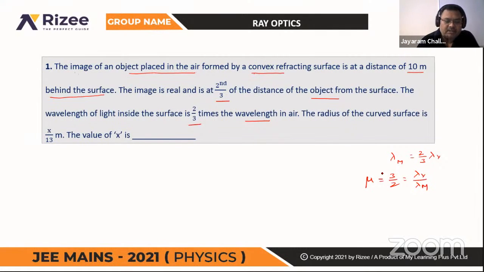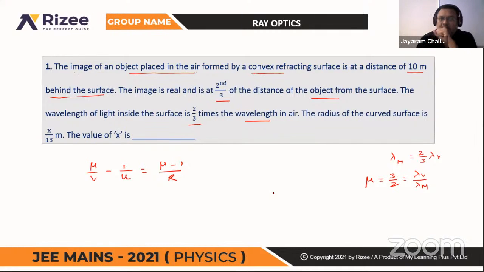So as we have got the refractive index, now it's a spherical refracting surface. So mu by V minus 1 by U, with the object in the air, is equal to (mu minus 1) by R, where R is the radius of curvature, the one we need to find out here.